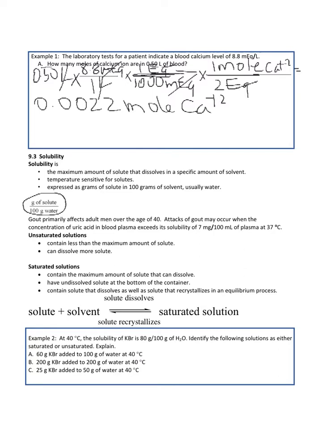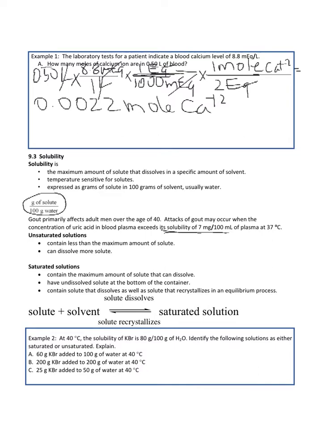Gout is a disease that primarily affects adult men over the age of 40. Attacks of gout may occur when the concentration of uric acid in blood plasma exceeds its solubility of 7 milligrams per 100 milliliters of plasma at 37 degrees Celsius. So what happens when it exceeds its solubility? Well, if you have more than 7 milligrams per every 100 milliliters of plasma, the excess is turned into a solid because it's no longer dissolved in the plasma. That solid tends to collect in the joints, which is very painful. So that's kind of an explanation of gout using solubility.